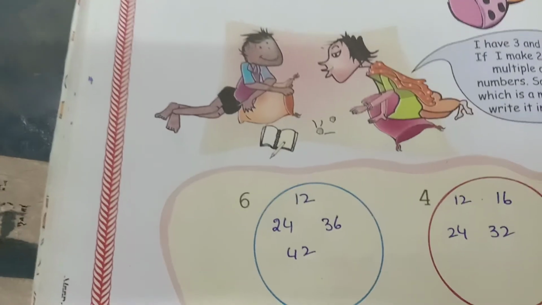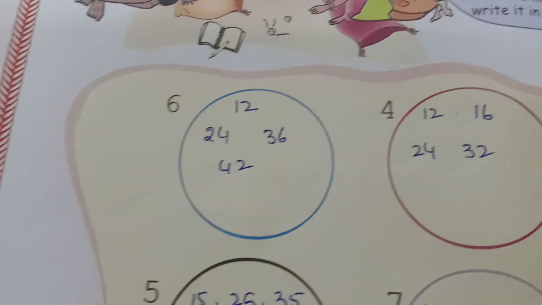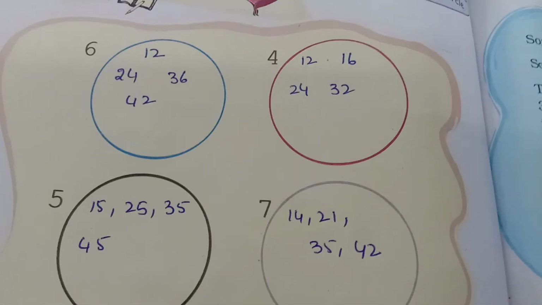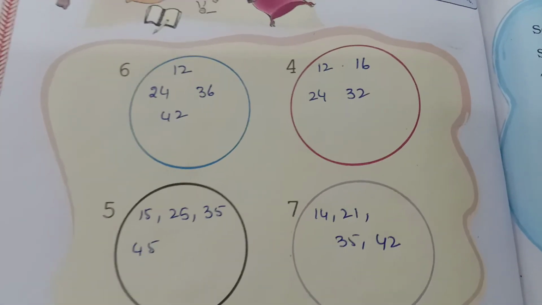Yes, here the circles are given: red circle, blue circle, black and the purple one. You have to write those numbers.